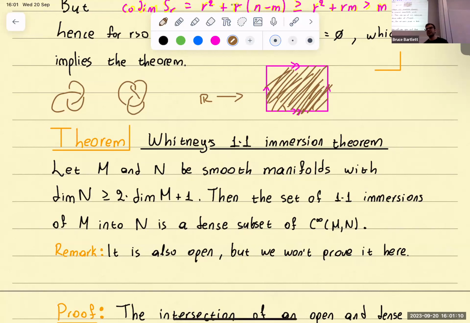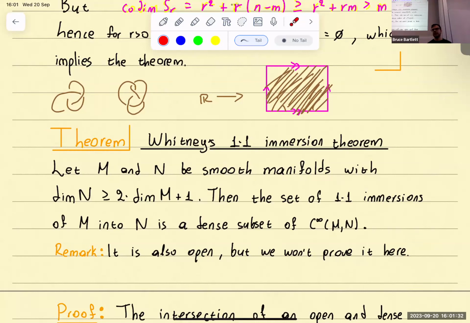Like figure 8 knots. You take a piece of string and knot it together the same way you knot your shoes, in R3, and then connect the endpoints of the string. So you end up with a piece of string with endpoints identified, an embedding in R3.